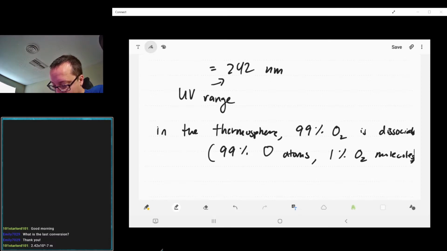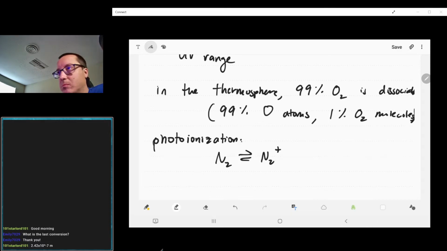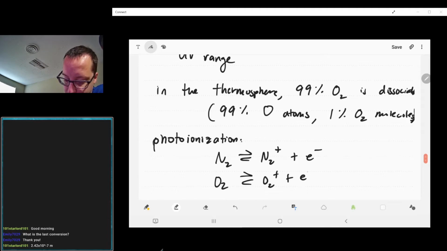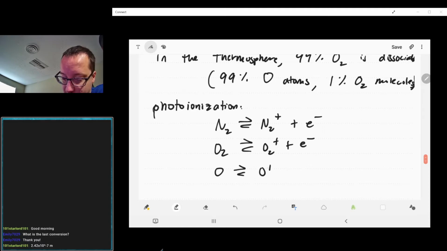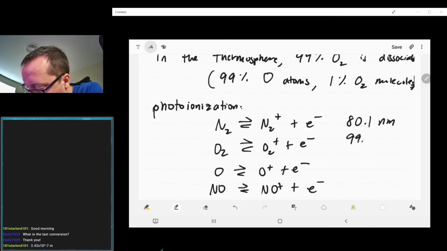Alrighty, so if we want to also look at some other processes, if we think about photoionization, we have a couple of common situations in which we're going to photoionize. We, of course, could have oxygen doing this too. We can have the monoatomic oxygen doing it. And one important one that we're going to talk about in the next section is this particular reaction where we have nitric oxide. Just some of the wavelengths that we're looking at here. Let me see, I have these here, 99.3 nanometers.